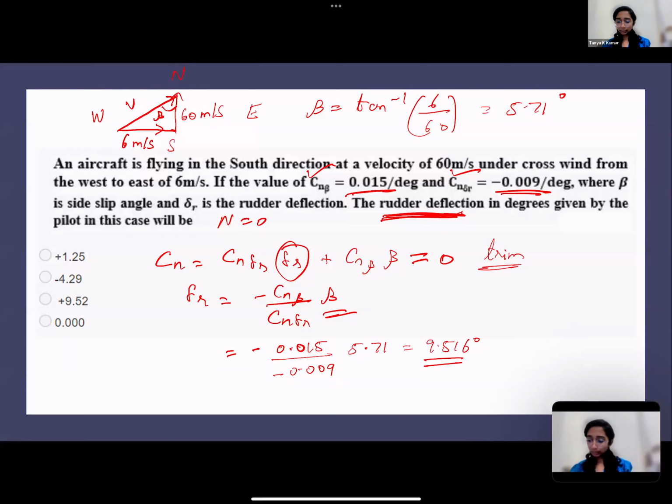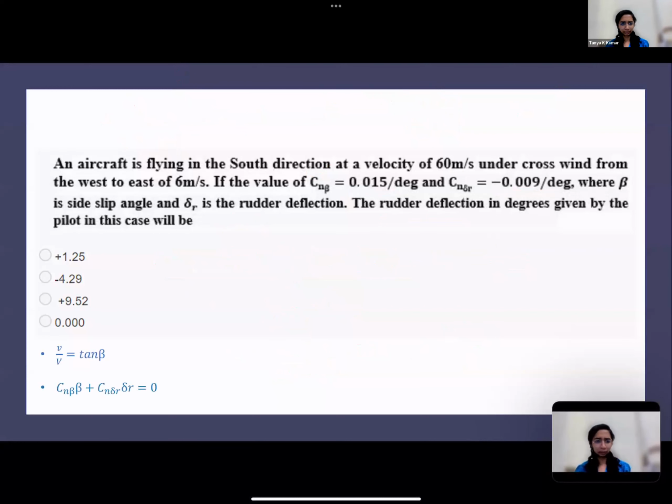Okay, so is this clear? You find out beta, you put it into this equation, and you get the Cn to be 0 because you deflect your elevator, rudder, all the control surfaces so that you can get trim. That happens when you write this equation and set it to 0. Now you need to find out beta because that is the only other unknown in the equation. Find out beta from the information that is given to you. It's flying south. You have a crosswind. It's a simple tan inverse equation. Find beta, and then you put it in this equation. Find your delta R. So this is the rudder deflection required to trim your aircraft given these conditions. All right. Yes, these are the equations that we used.